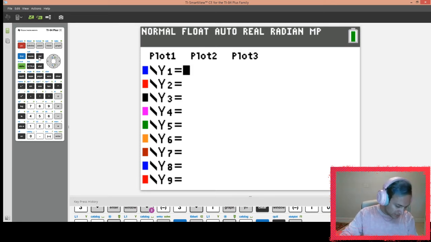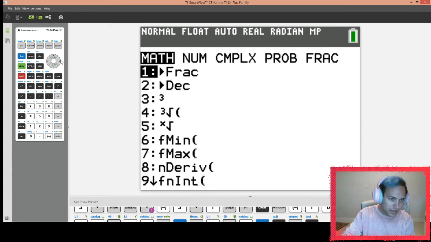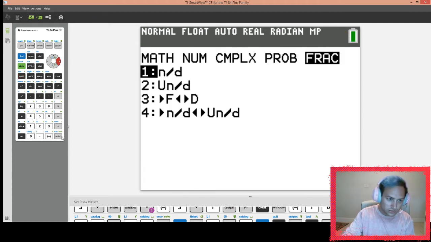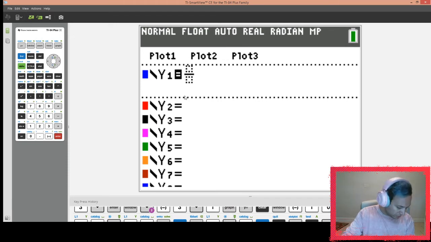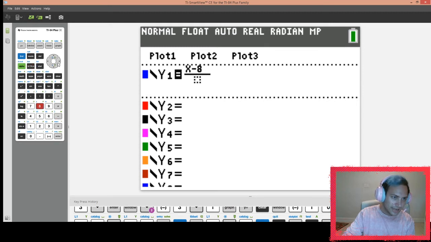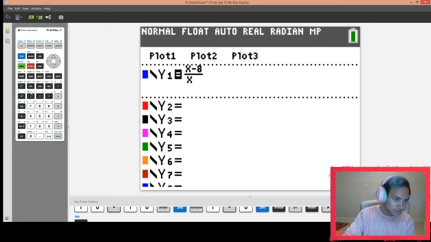So I'm going to put this in. The equation is the limit as x approaches 2 of (x minus 8) over (x squared plus 4). So I need to put in that equation, x minus 8 over x squared plus 4. Let's put that in. I'm going to go math over to my fraction. In my numerator, I had x minus 8, and in my denominator, I had x squared plus 4. Great, so I have that in.